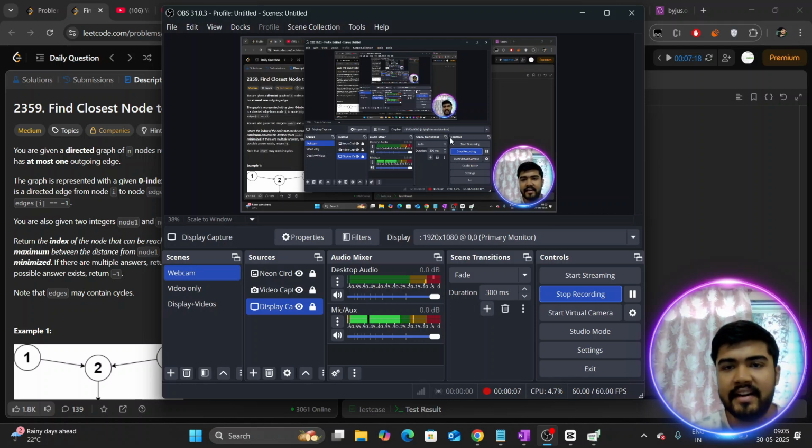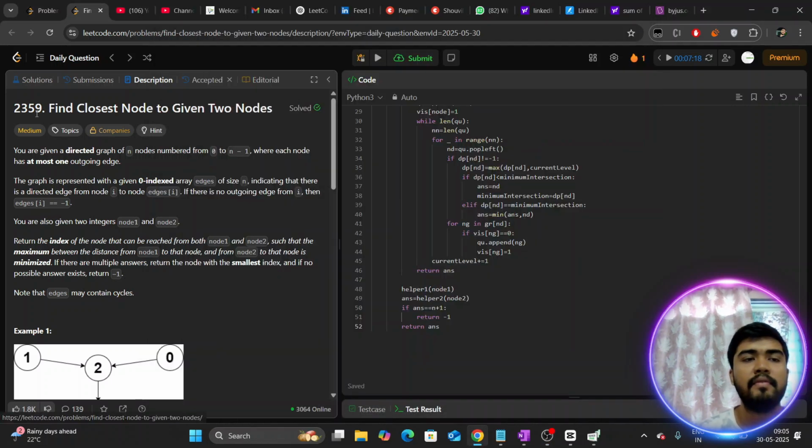So let's get started. Today we have this problem: Find Closest Node to Given Two Nodes. This problem is tagged as medium, and I feel that if you know the very basic things that we have already been doing for the last 2 to 3 videos, then you should be in a very good state to solve it very easily.